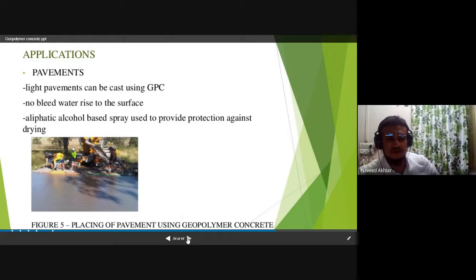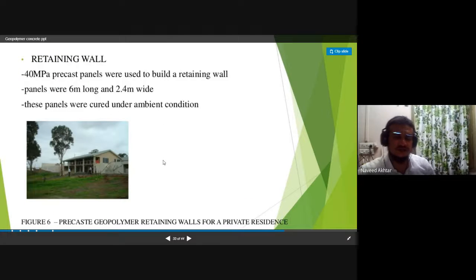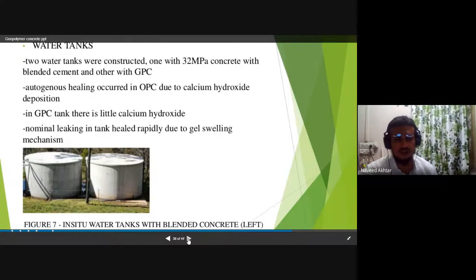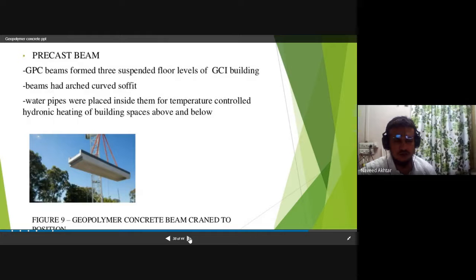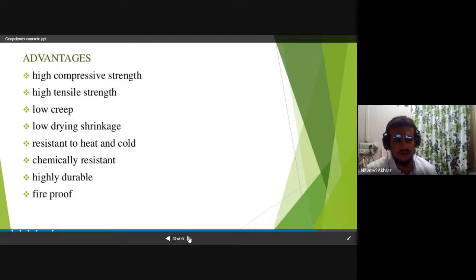I have visited IIT Roorkee. There is CBRI, so you can search CBRI. That is the Central Building Research Institute. That institute has already prepared one road with geopolymer concrete. Water tanks with geopolymer concrete. The thickness is very small. You can see the precast products. Also the boat ramp is made with geopolymer concrete. And see, the finishing of the geopolymer products is very good. Beams, girders, arches, and cores are very impressive.